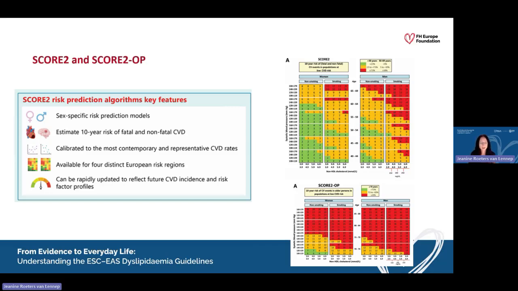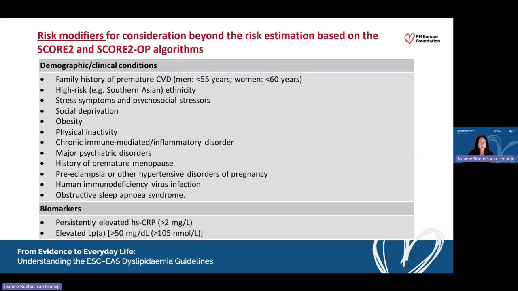Well, those risk calculators, they look at if you're a man or a woman, they look at your estimated 10 years risk of having a cardiovascular event, can be fatal or not fatal, and they are also available for different regions. Well, what's important, and that's new, is that beyond those things about how your cholesterol is, and if you have hypertension, if you're smoking, there are other risk conditions or demographics that are important for somebody's risk.